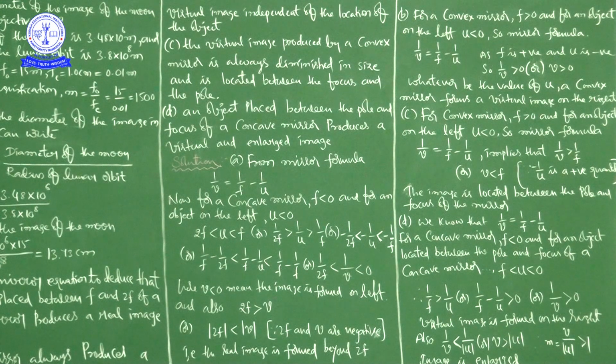Modulus of u means we are omitting the sign, just taking only the magnitude, right? So that is greater than 1 now, right? So when it is greater than 1, what does it mean? Image is enlarged, right? The size of the image is greater than the size of the object.